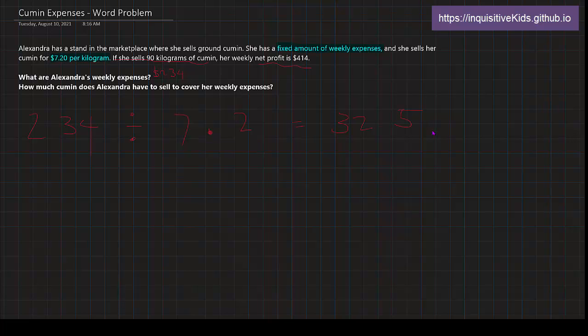Then, how much cumin does Alexandra have to sell to cover her weekly expenses? 32.5 kilos.